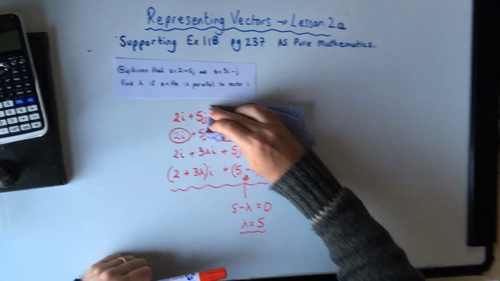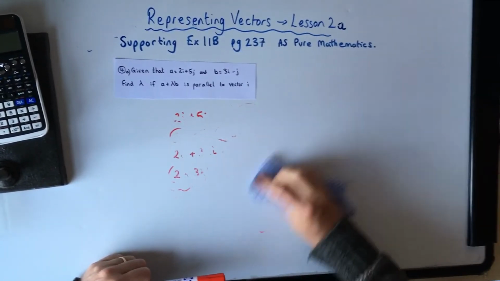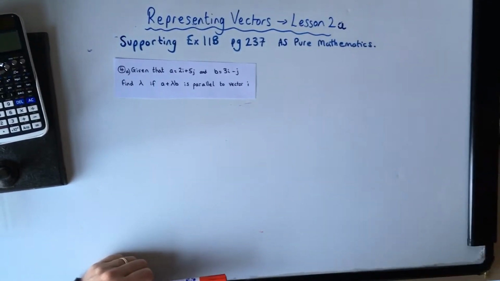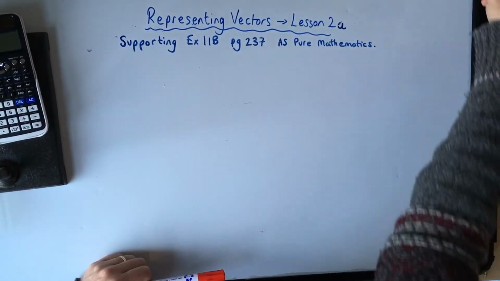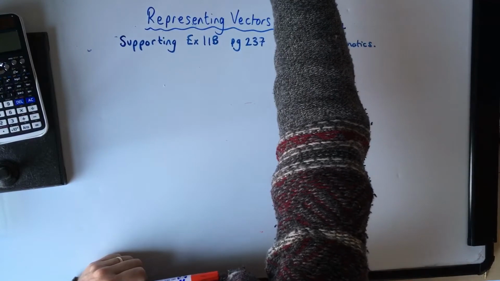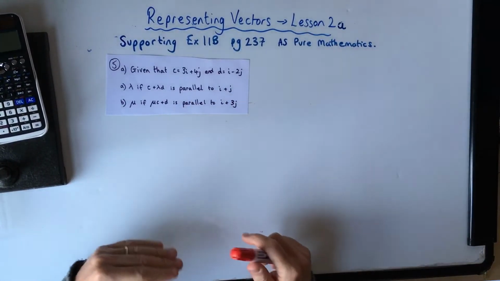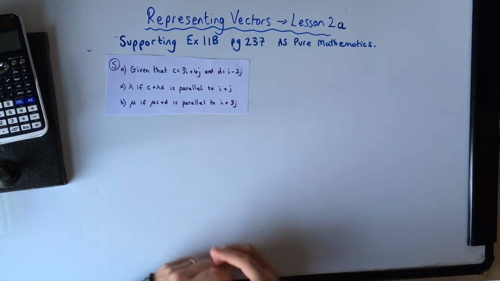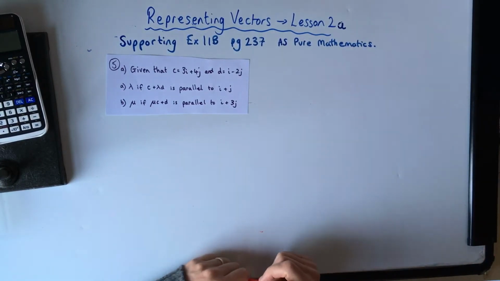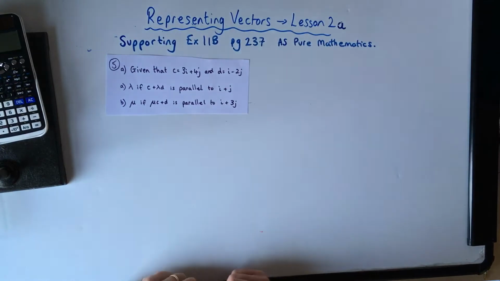Question 5 builds on that. Okay. And question 5 just complicates it a little bit. Here we go. And there are 4 parts to this, but I'll do the first 2. And I think after I've done the first 2, you'll then be able to go on and do C and D. So I'll do A and B with you.